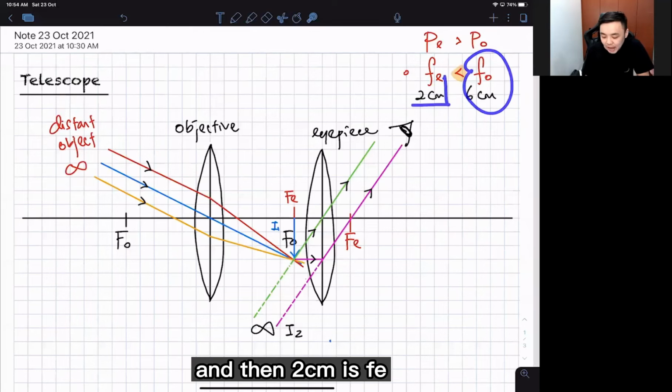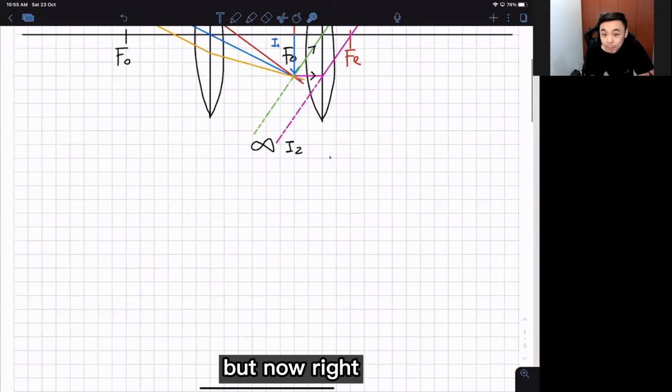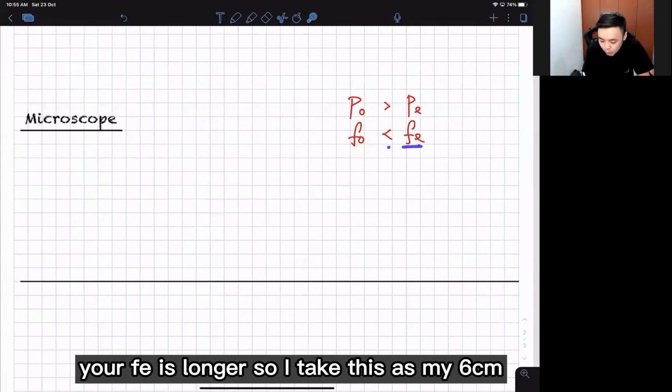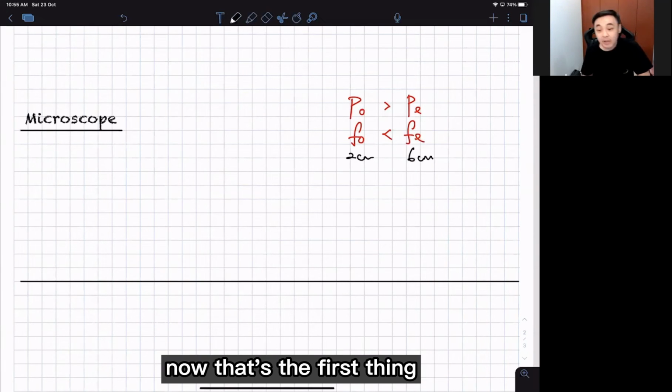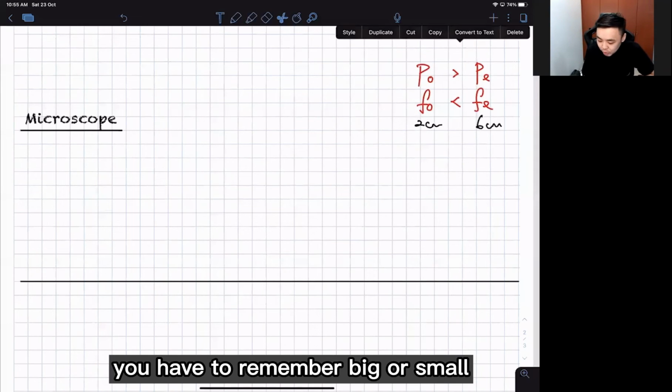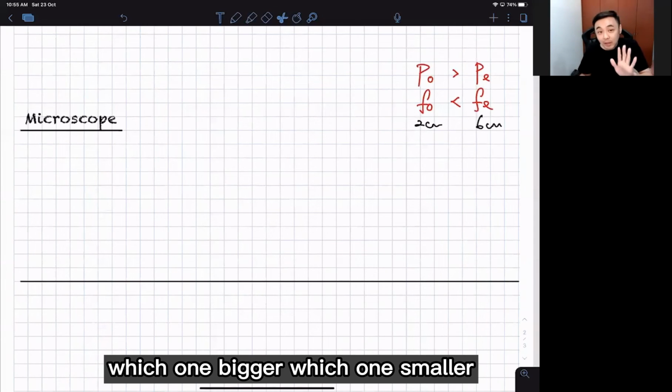And then 2 cm is FE because you are drawing a telescope. But now your FE is longer. So I take this as my 6 cm and this one as my 2 cm. Now that's the first thing. The power, you have to remember big or small. Which one is bigger, which one is smaller? You have to choose one.